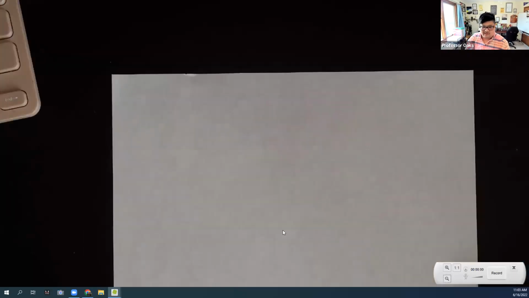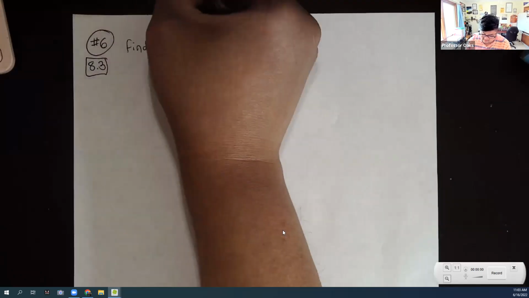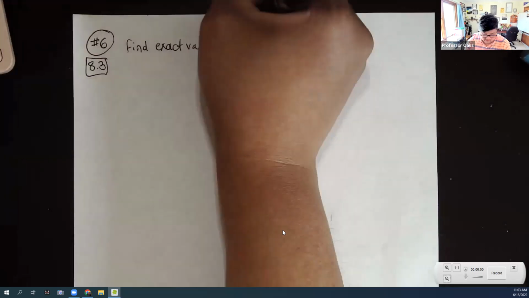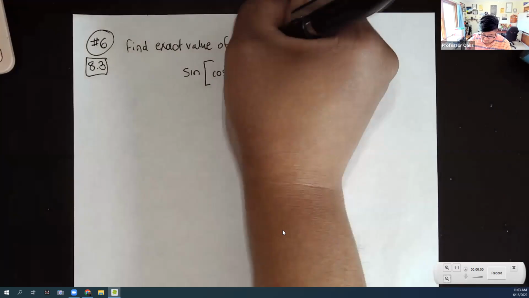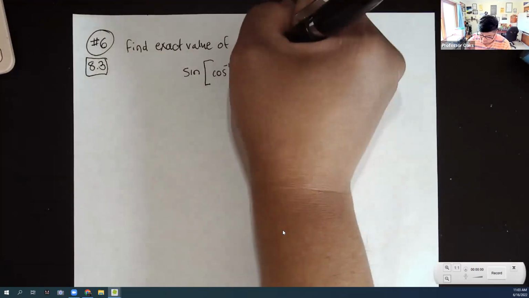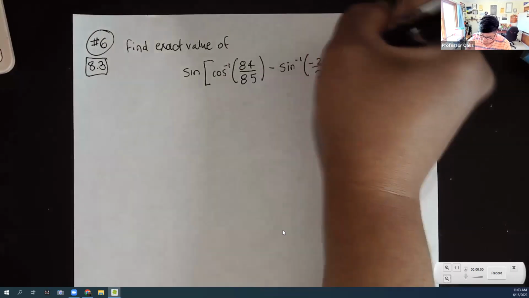All right. Let's see. So number 6 here, still in 8.3, is find the exact value of sine of cosine inverse of 84 over 85 minus sine inverse of negative 20 over 29.